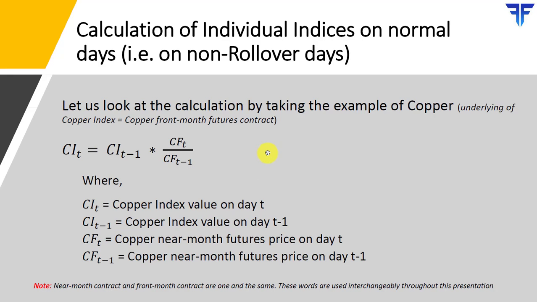Let us now talk about how the value of each of these indices are calculated on normal days. Why normal days specifically? This is because the calculation is slightly different on normal days and on days where the index future rollover occurs. For our illustration, let us take the example of copper index. The current session value of the copper index can be calculated as the value of the copper index in the previous session multiplied by the current session price of copper futures and then divided by the previous session price of copper futures. Remember, only the front month copper futures prices will be taken into calculation.